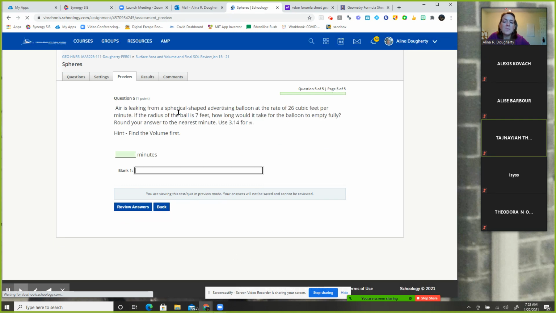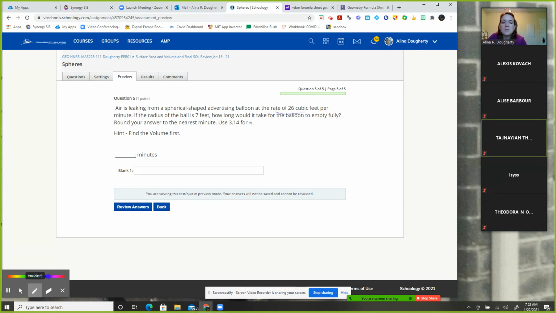Air is leaking from a spherical shaped advertising balloon at a rate of 26 cubic feet per minute. Okay. So that's like minus because it's leaving, it's leaking. If the radius of the balloon is 7 feet, how long would it take for the balloon to be empty? So I'm talking about volume. Round your answer to the nearest minute. All right, so even the hint says find the volume first. So we want to find the volume of the sphere.